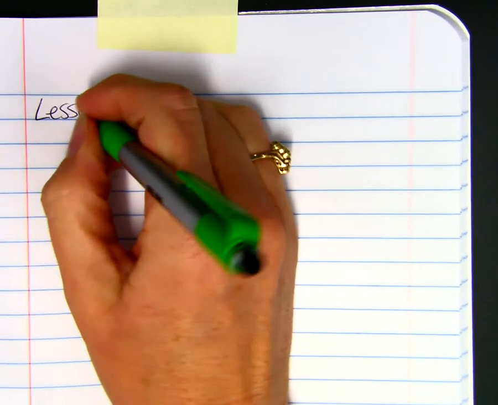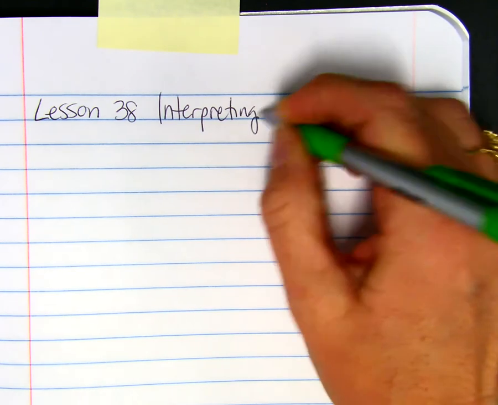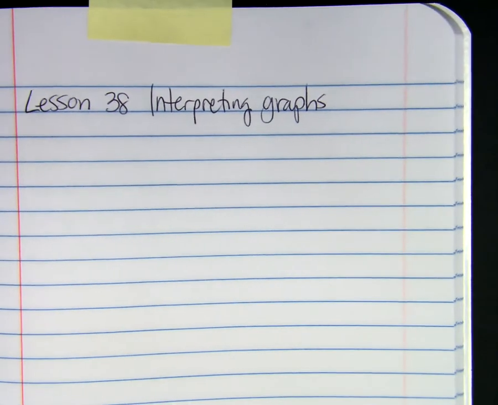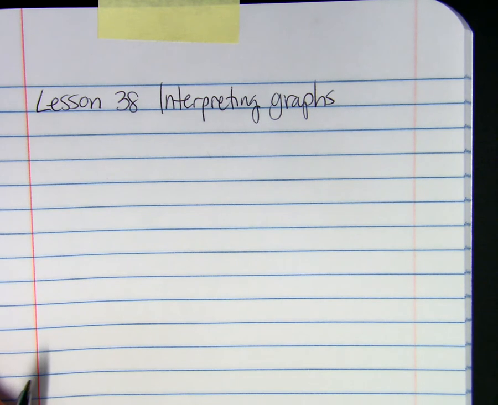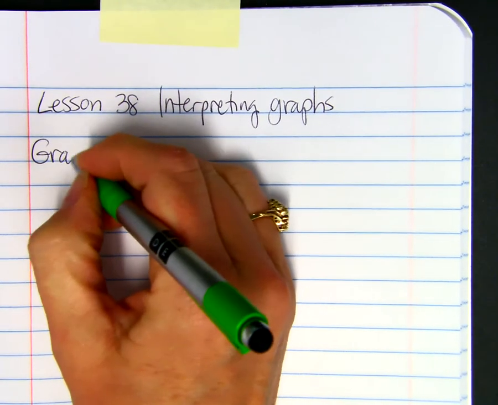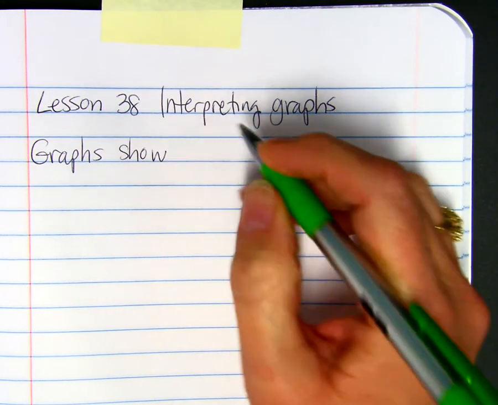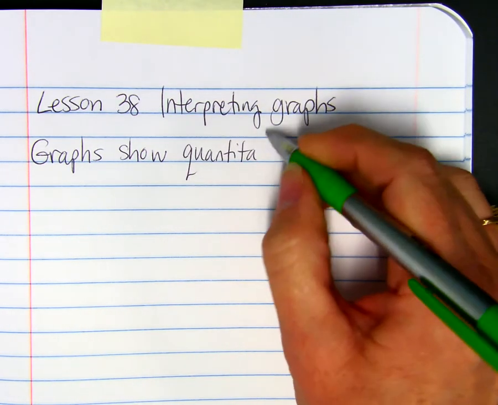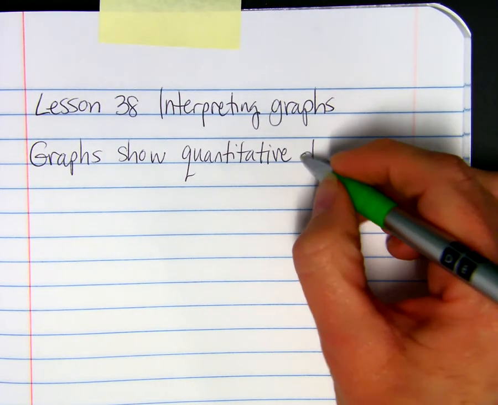Lesson 38, Interpreting Graphs. Graphs show quantitative data. Quantitative data just means how many there are or how much you have. I always remember it because quantitative reminds me of the word quantity, which means how much.